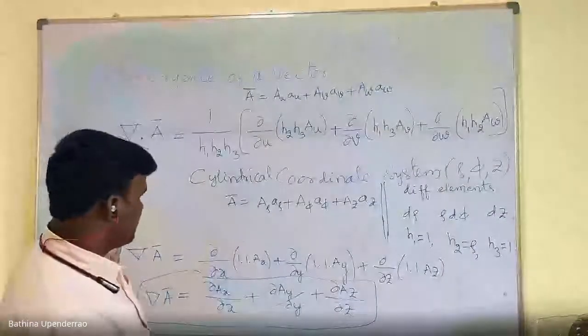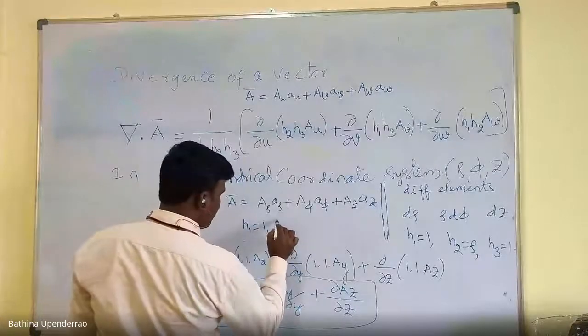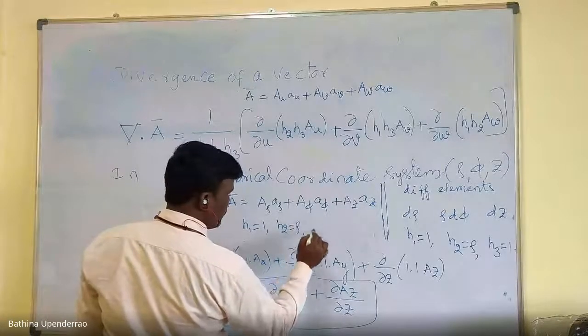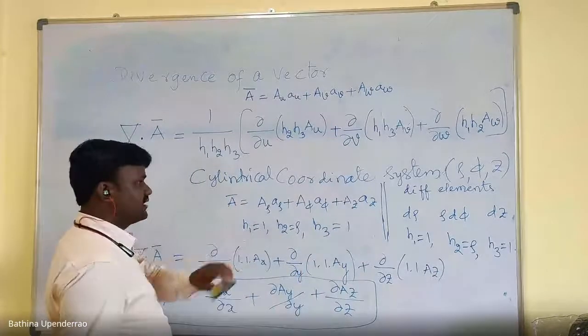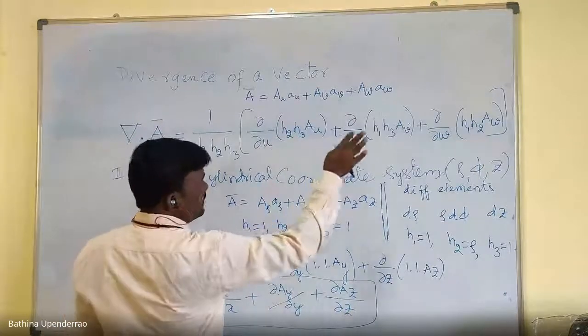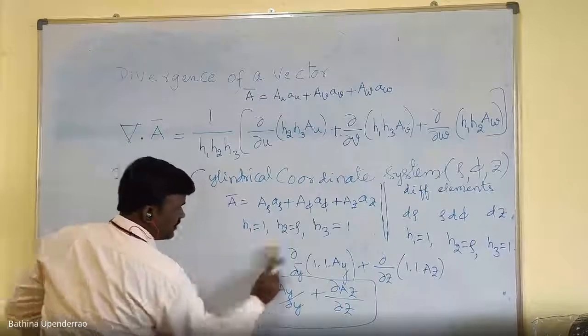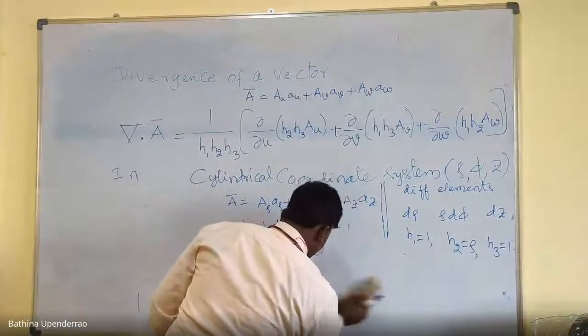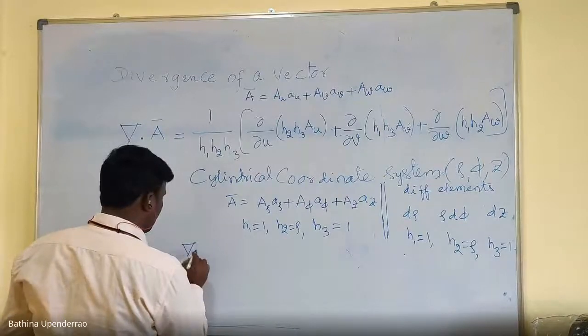Now I am writing here that h1 is 1, h2 is rho, h3 is 1. Now substitute these h1, h2, h3, Au, Av, Aw for the cylindrical coordinate system. You will get the formula for the divergence of a vector in cylindrical coordinate system. Now I am taking del dot A bar.